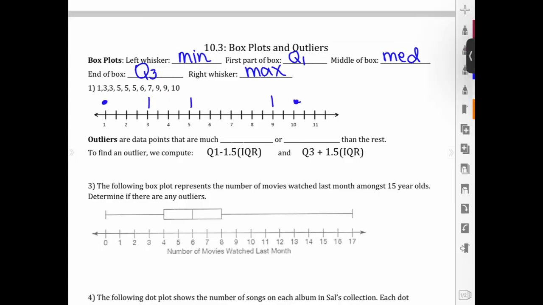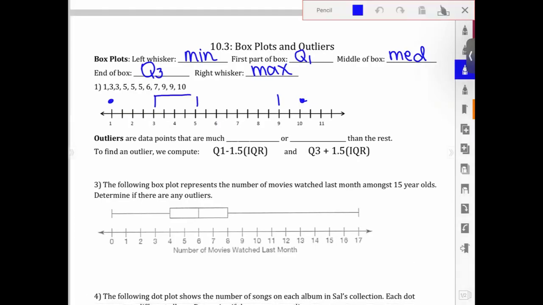So we've got all these drawn. We're going to connect them and make a box in the middle out of those middle 3 numbers. And then we draw whiskers out to the side to connect them to the dots at the end.